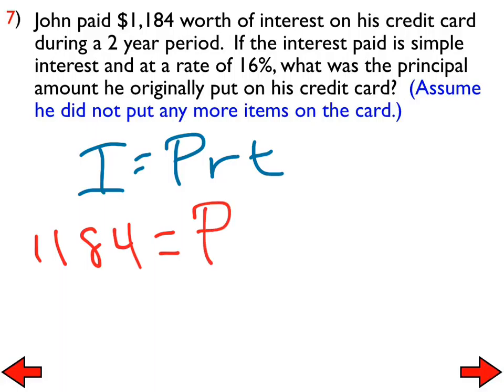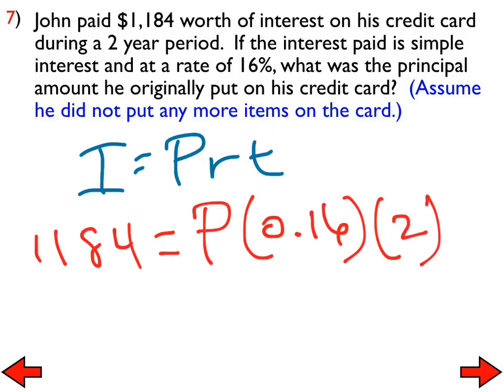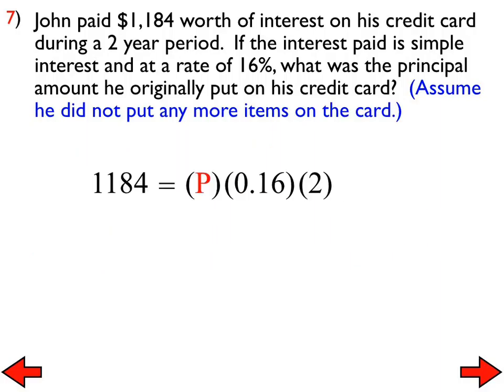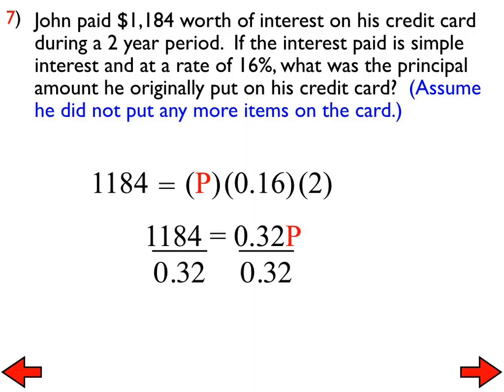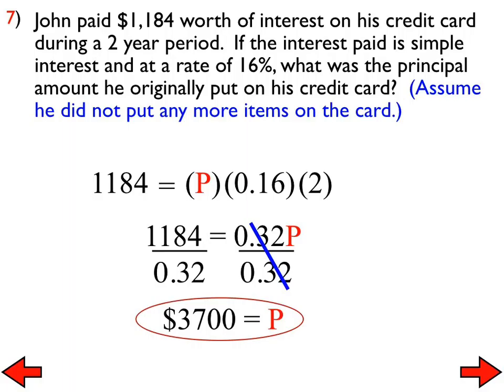We don't know. That's what we're solving for. So we're going to put P. What is the rate? 16%. Can I write 16? 0.16. Very good. What is the years? 2. Go ahead and solve for P. 0.32 P. Divide both sides by 0.32. Principal is $3,700. So he charged that much on his card, and then he paid 16% interest, which was $1,184 over 2 years.